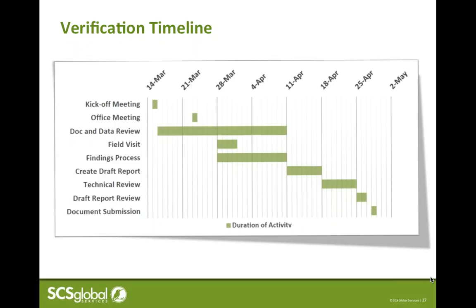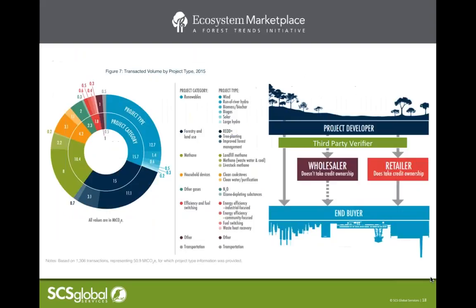Once the report is complete, that has to go through an internal review process, and upon completion of that process, then we can begin submitting the documentation to VCS for their internal review. After the VCS approves the project, then they will issue the offset credits in the project's name. Next.